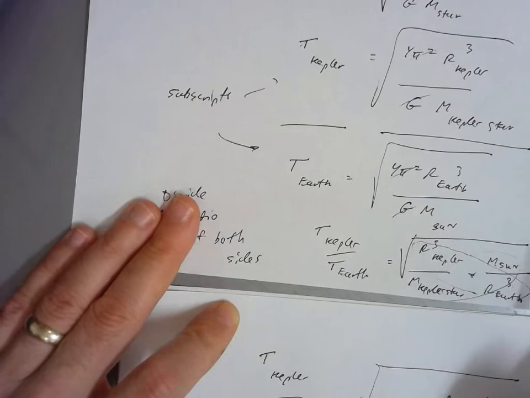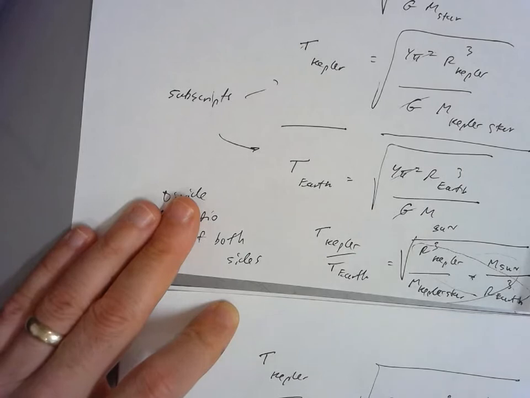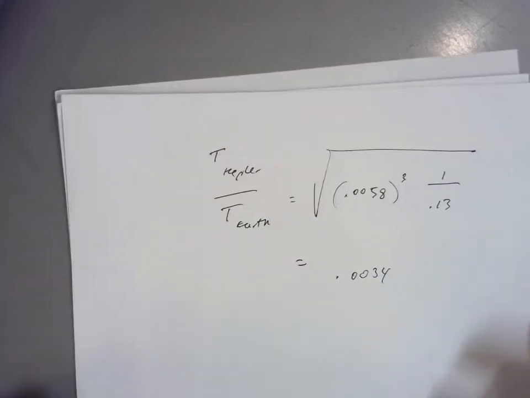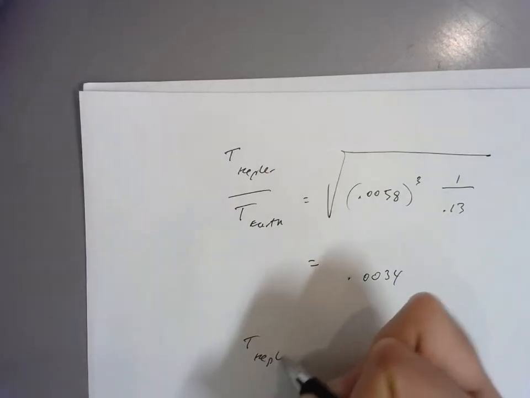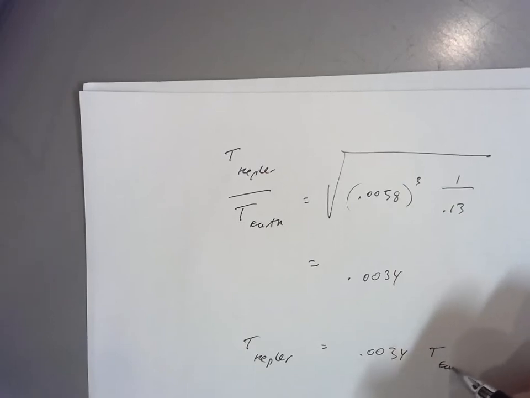Well, that is 1 over 0.13. And then I sub in my numbers and take the square root, and you can try that yourself. You're going to get 0.0034 with no units, because again it is a ratio of the two periods. And so we can then finally say that the period of Kepler planet is 0.0034 times the period of the Earth.